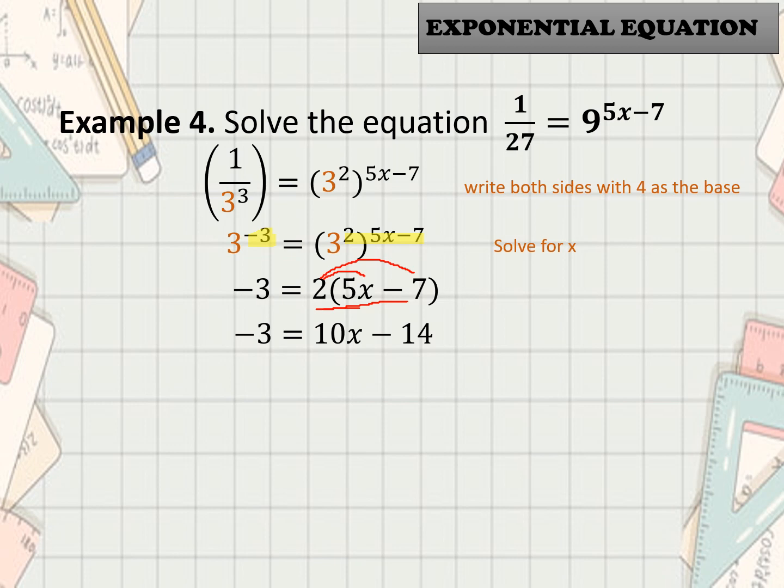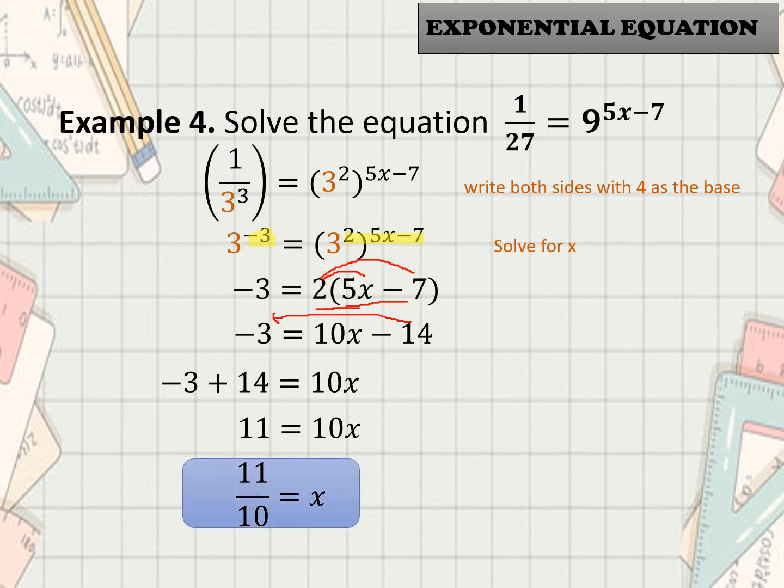Then, combine like terms. So, ang like terms lang dito is negative 14 and negative 3. So, negative 14, lipat natin sa kabila. So, kung negative siya, magiging positive. So, magiging negative 3 plus 14 equals 10x. So, negative 3 plus 14 is equal to 11. Okay, so divide natin both sides by 10. So, ang makukuha natin answer is 11 over 10.